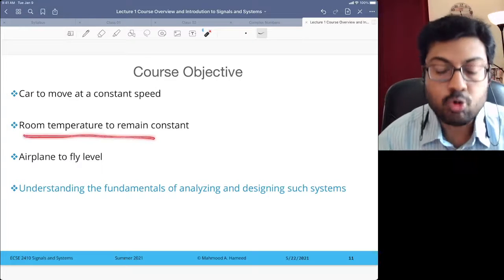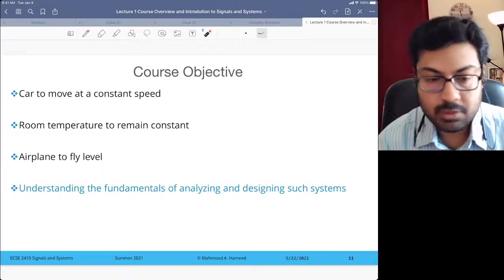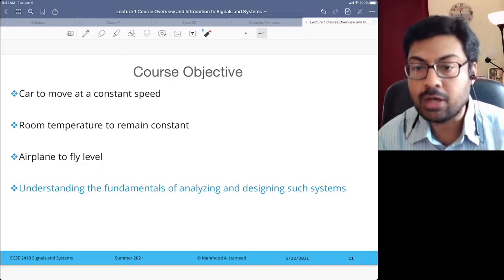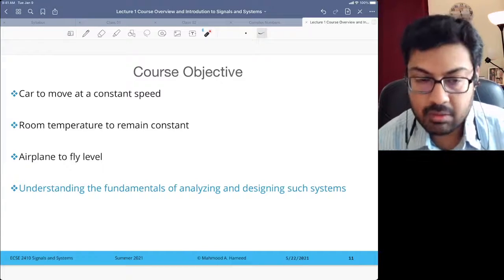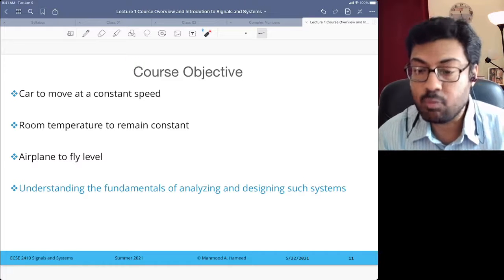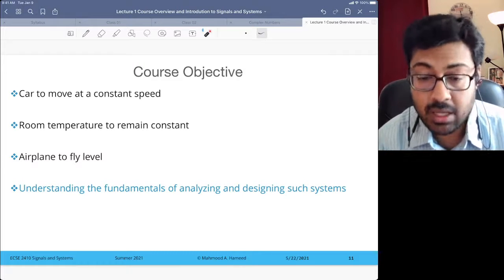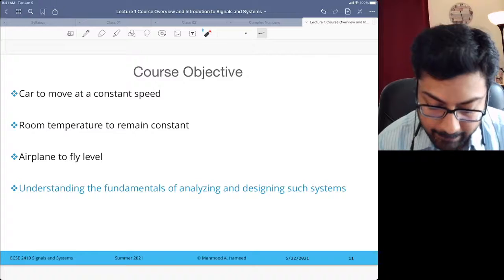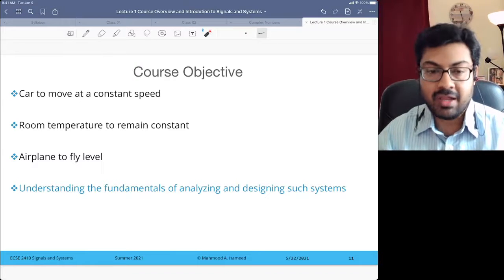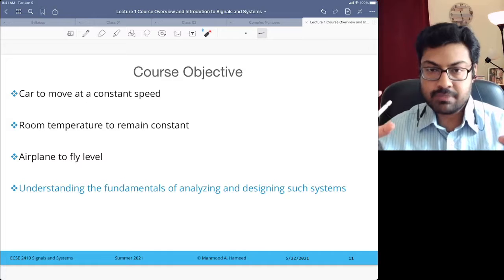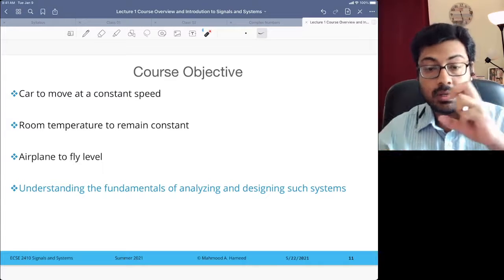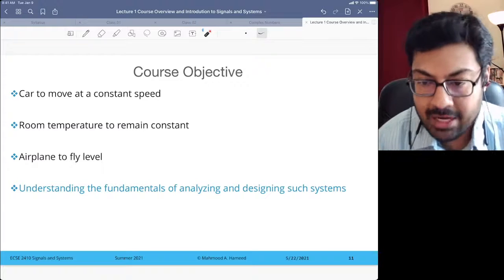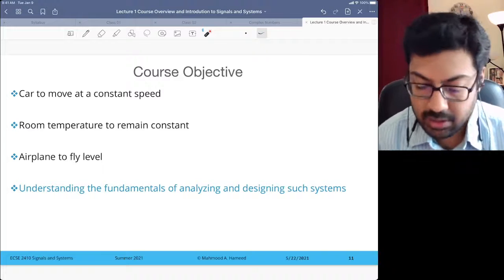Or room temperature to remain constant using feedback, or for an airplane or a drone to monitor the altitude and to fly level, right? So how do you design systems for that? What kind of feedback would you need? How would you characterize the system? Because there are two systems now, right? One is the airplane and the other is the feedback. So the whole goal is to talk about signals, input and output, the system, and also the feedback system. Feedback system is going to be added on to our list later on in the course.